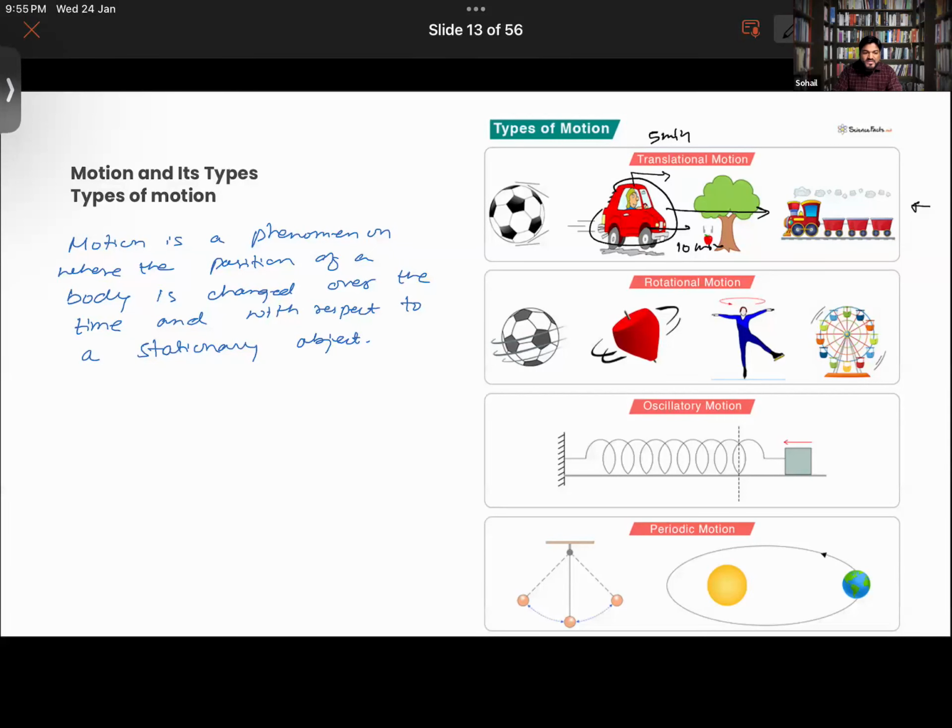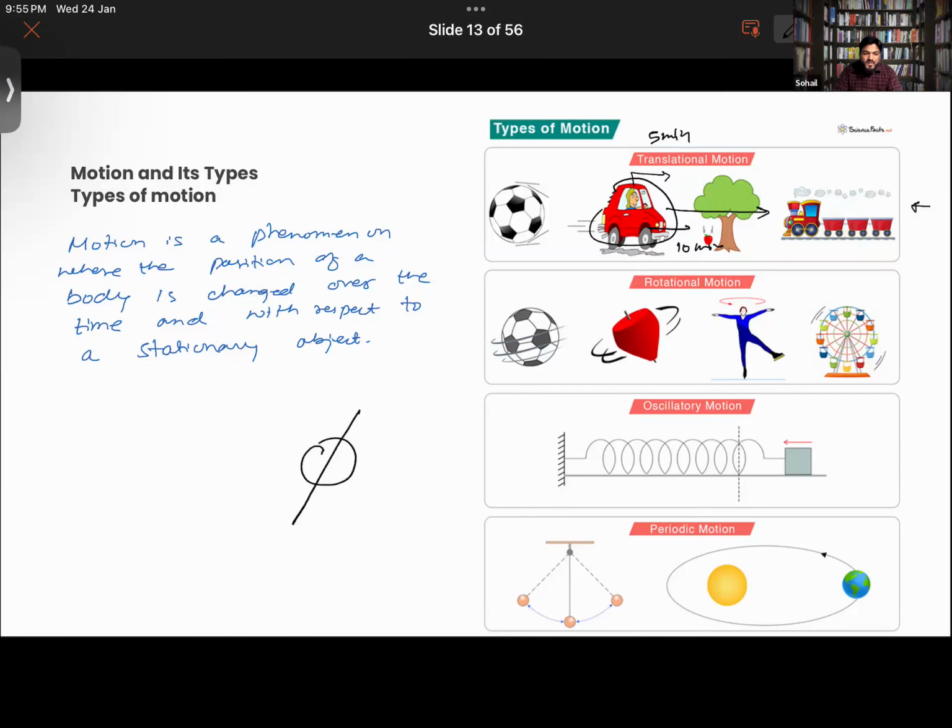Okay. Then second, you have the rotational motion. In rotational motion, the whole body of the object is moving about an axis. For example, look at Earth. Earth has its own axis.